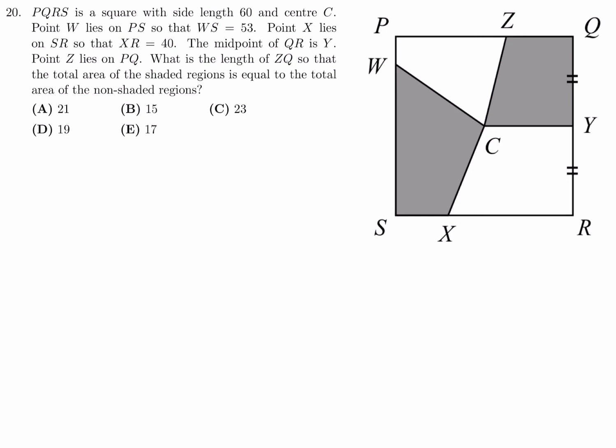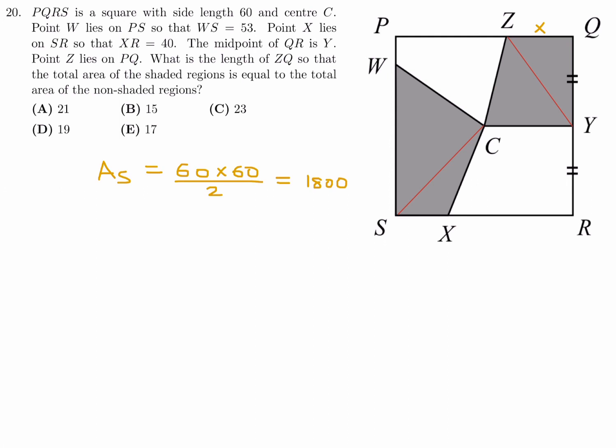Well, let's split this up into a couple of regions here. I'll draw that line, and I think drawing that line would be sufficient. And here we go. So ZQ I'll just call x. Now they're telling me that the shaded area is equal to the unshaded area, so that means the shaded area must have an area half that of the square. So the square is 60 times 60, so half of that. And what is that? 1800? Yeah. All right, so now let's figure out the formulas.